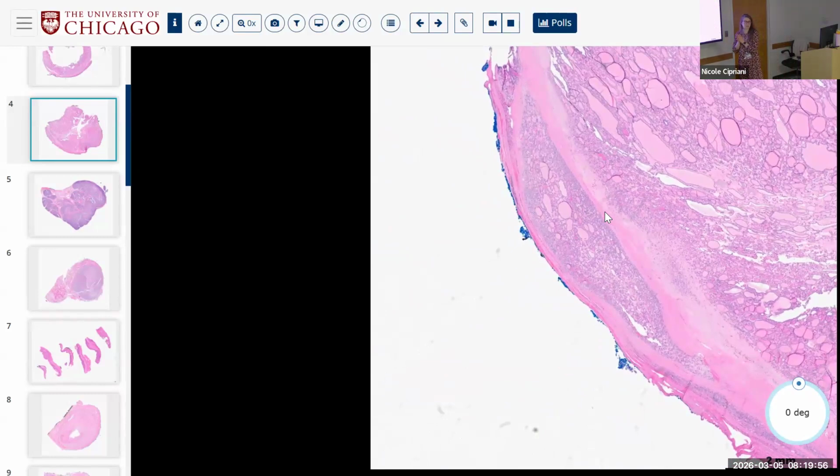And this is the controversy in thyroid pathology. Some people would call this capsular invasion with recapsularization on the outside of it. And some people would call this splitting the capsule and not being out. Right?